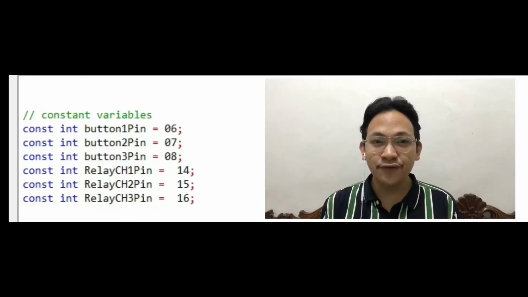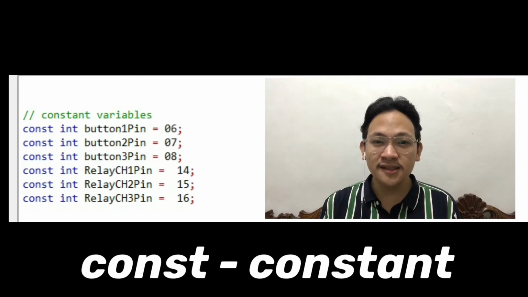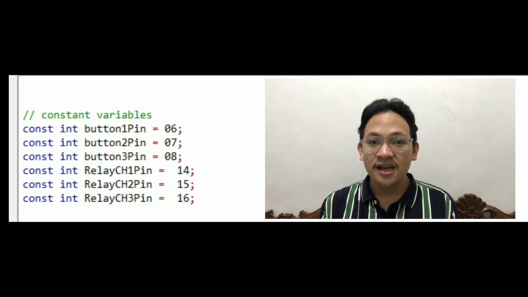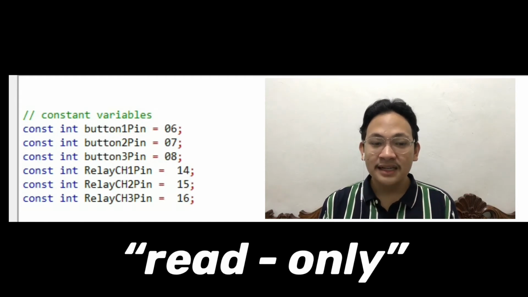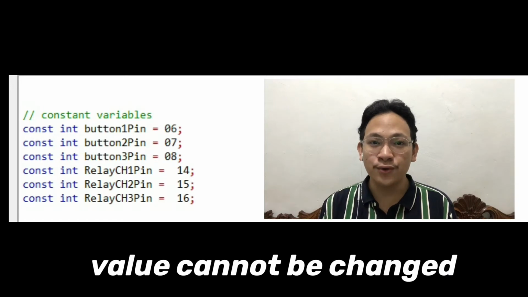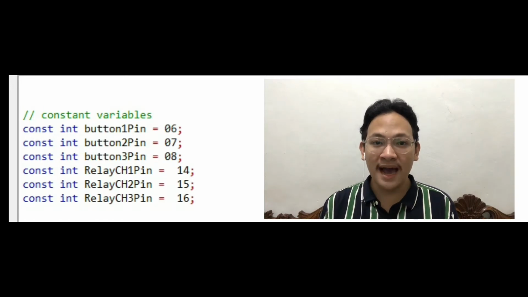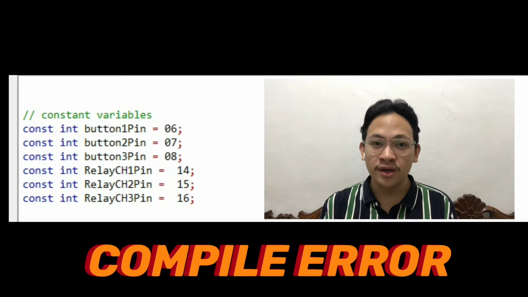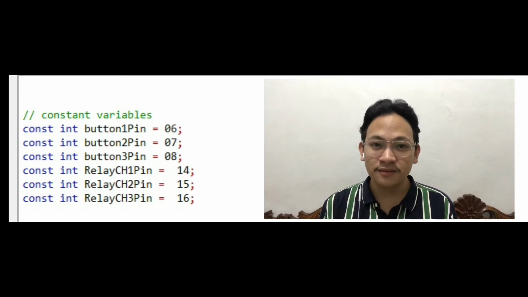First, let me explain the rules of each code in generating the desired output. As you can see from the first part, the const keyword means constant. It is a variable qualifier that modifies the behavior of the variable, making the variable read-only. This means that the variable can be used just as any other variable of its type, but its value cannot be changed. Otherwise, a compile error will show if you try to assign a value to the const variable.